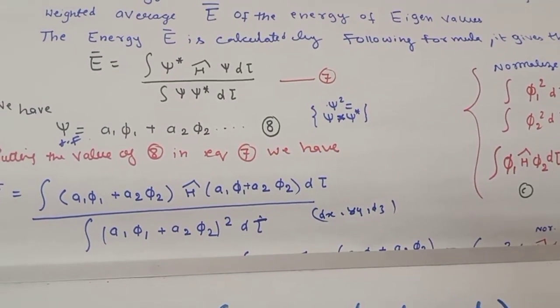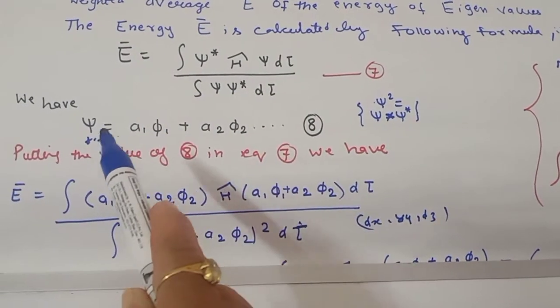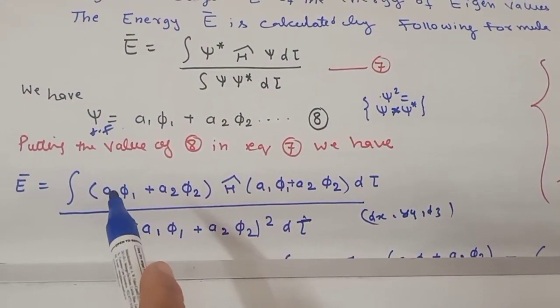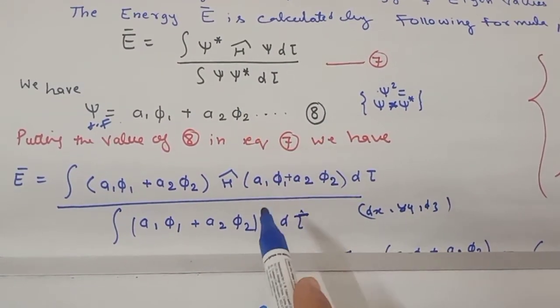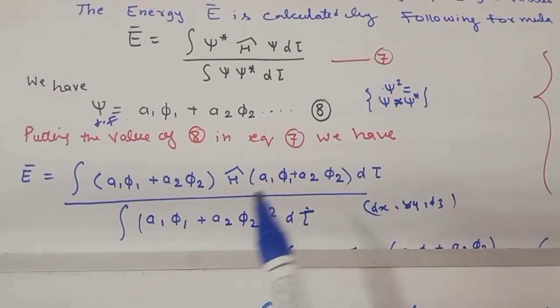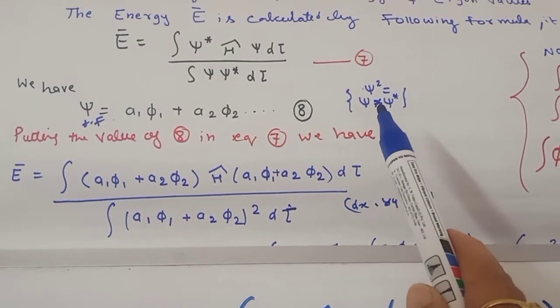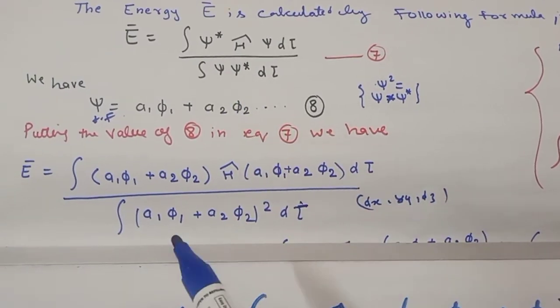So now we will put the value of our psi in equation number 8. So we will get psi star, but we will just consider it as psi only. So we will take it as a1 phi1 plus a2 phi2, H cap, then again psi, a1 phi1 plus a2 phi2 d tau, by integration of psi star psi. So we will consider here psi star psi as a psi square, and we will take the square of this term.